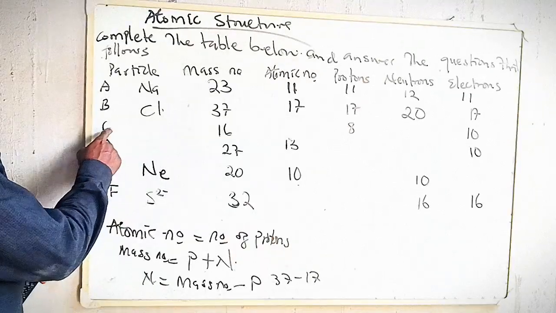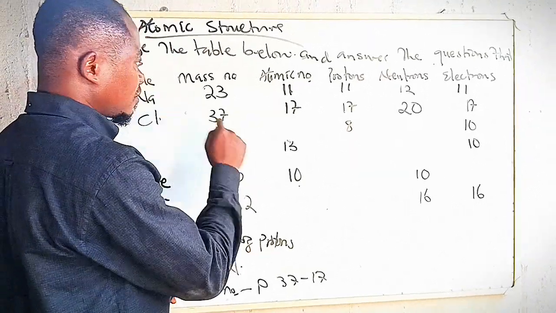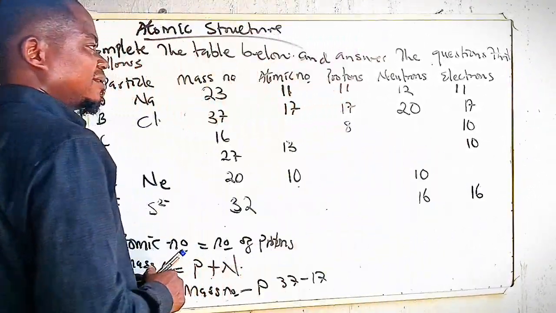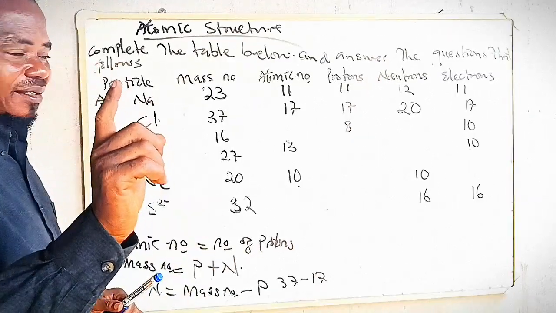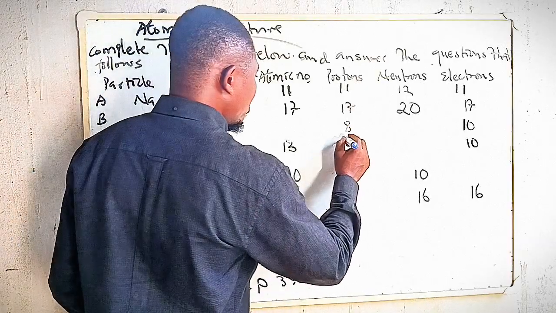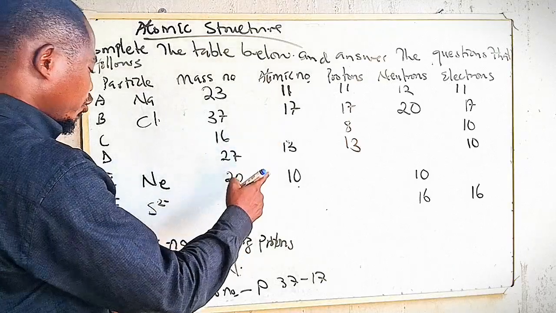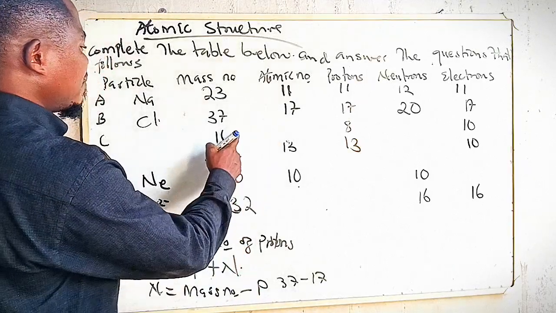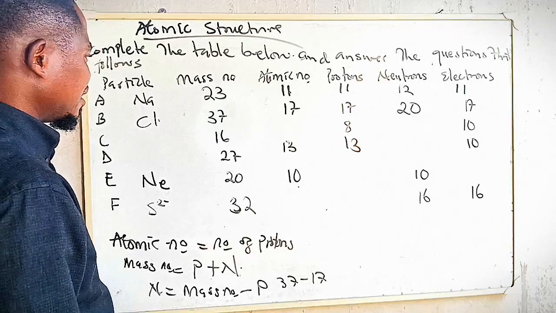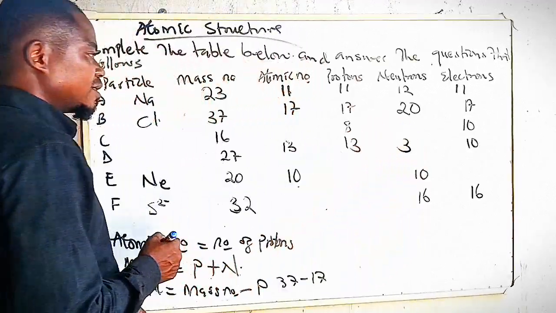Okay, the next is particle C. Particle C has mass number 16, atomic number 13, and number of electrons is 10. It's assigned already. Atomic number is the number of protons, so the number of protons here will be 13. Now let's calculate the number of neutrons, which will be mass number minus proton. So the mass number is 16. 16 minus 13 will give us 3. Something is wrong with that.